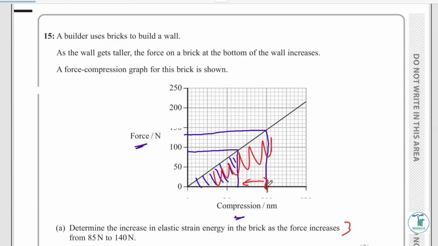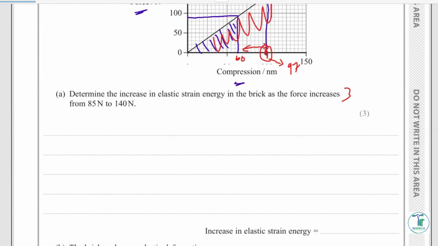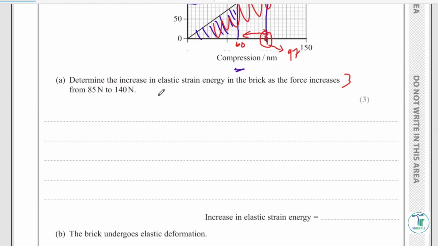Remember that, I've taken the data from another paper. The compression over here has to be something like 97. And if you talk about the compression over here, the compression over here has to be something like 60, right? So you can just simply calculate the change in the energy. Yeah, the energy stored between 85 and that thing.